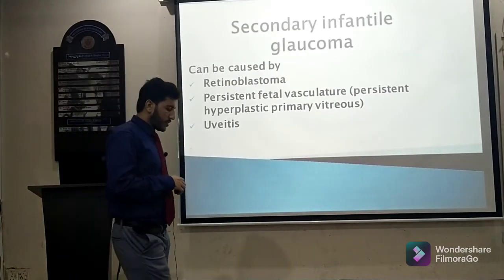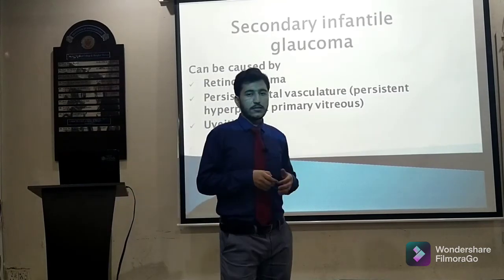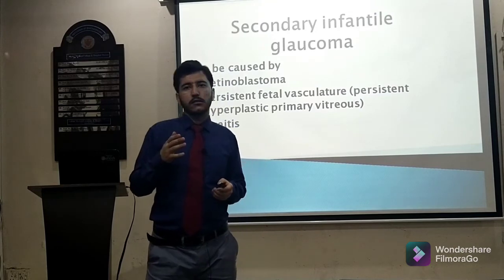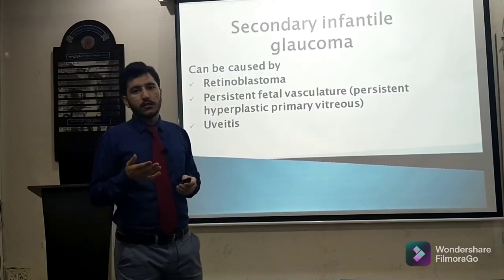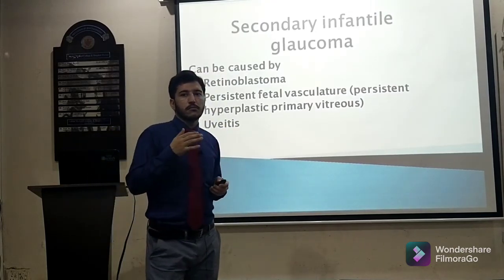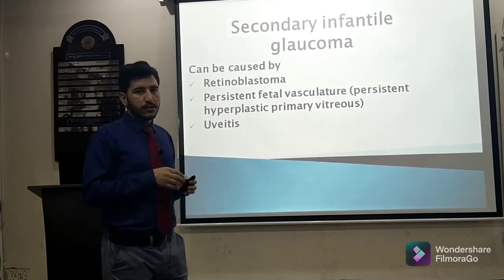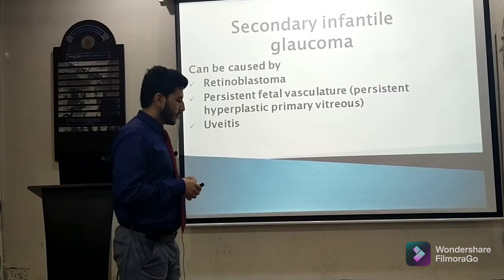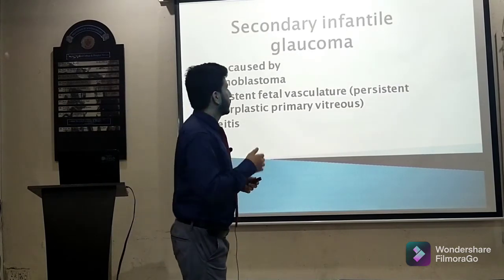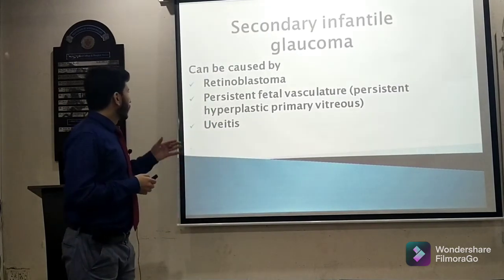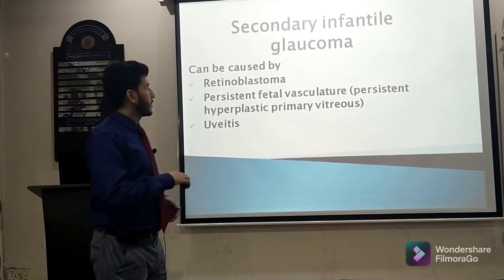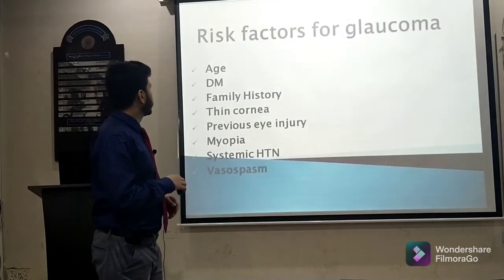Secondary infantile glaucoma: sometimes due to another disease, the patient will develop glaucoma, like in retinoblastoma, which is a malignant tumor of the retina. Another is uveitis. If the patient has uveitis, he will have glaucoma. In persistent fetal vasculature, the patient can develop secondary infantile glaucoma.